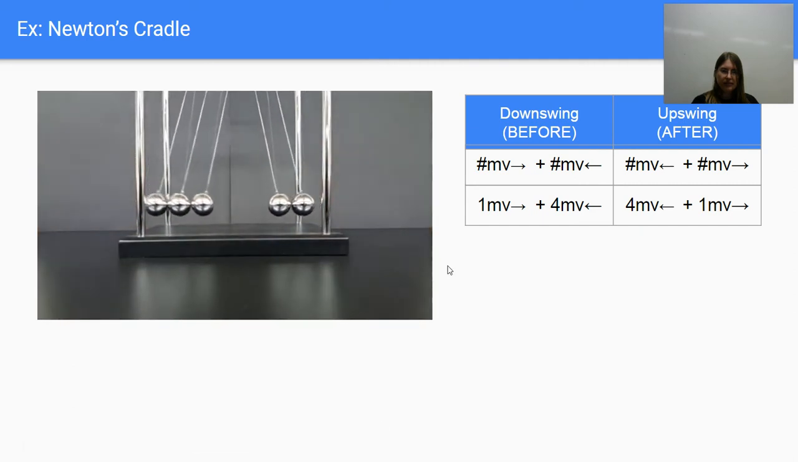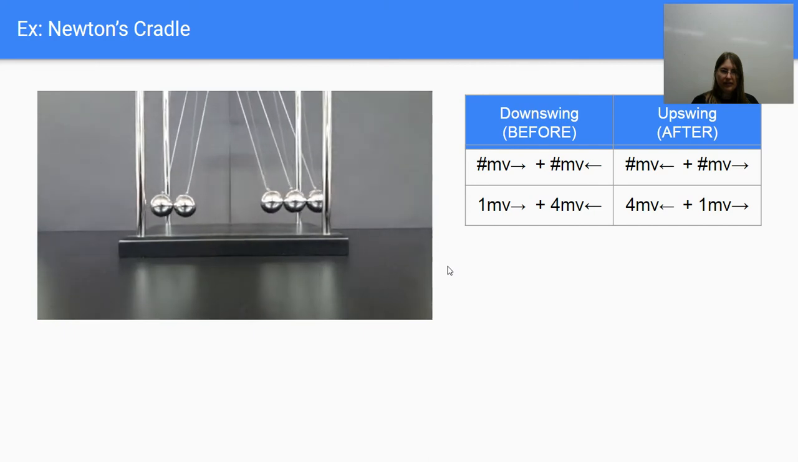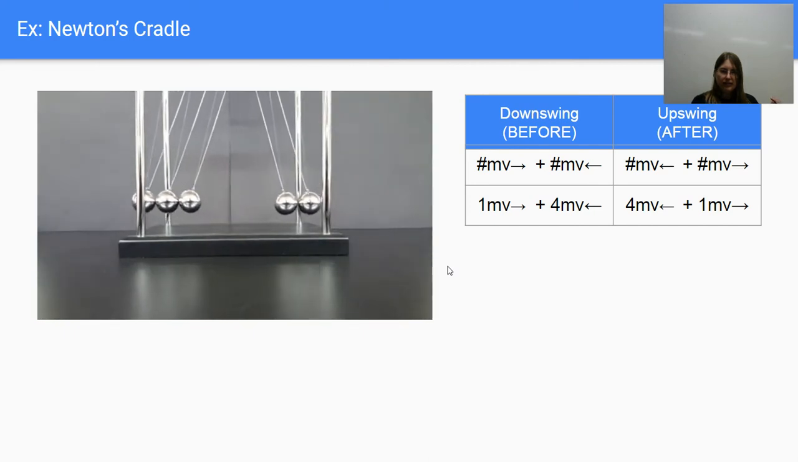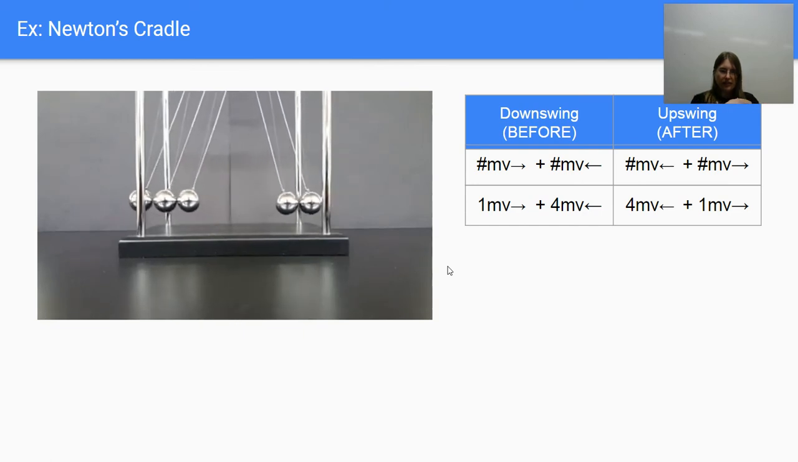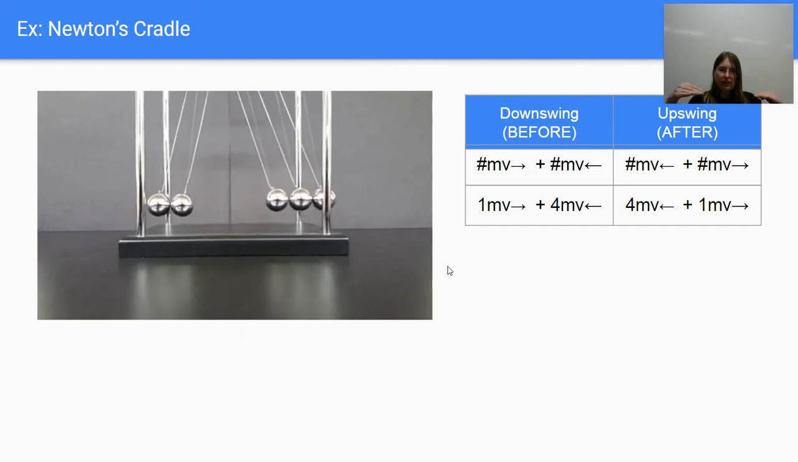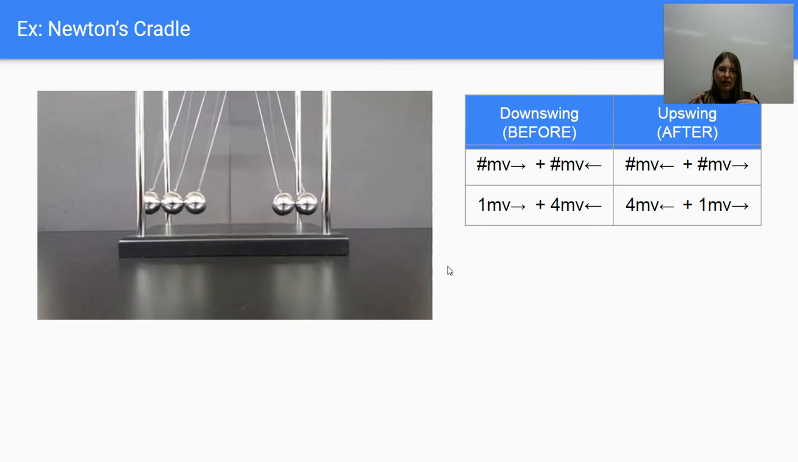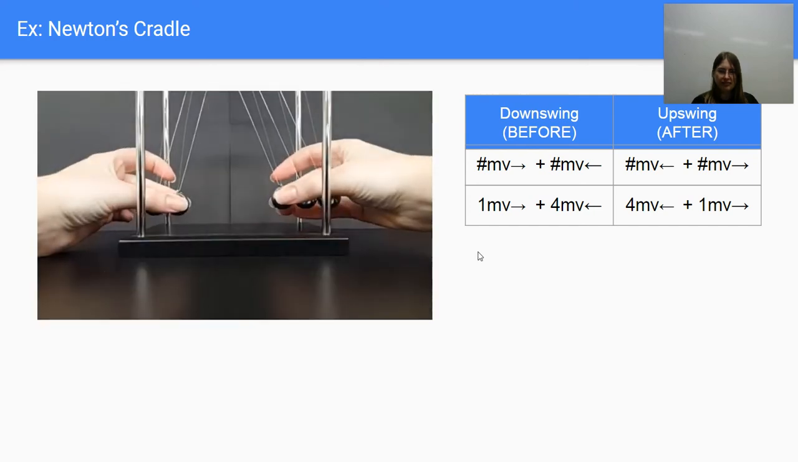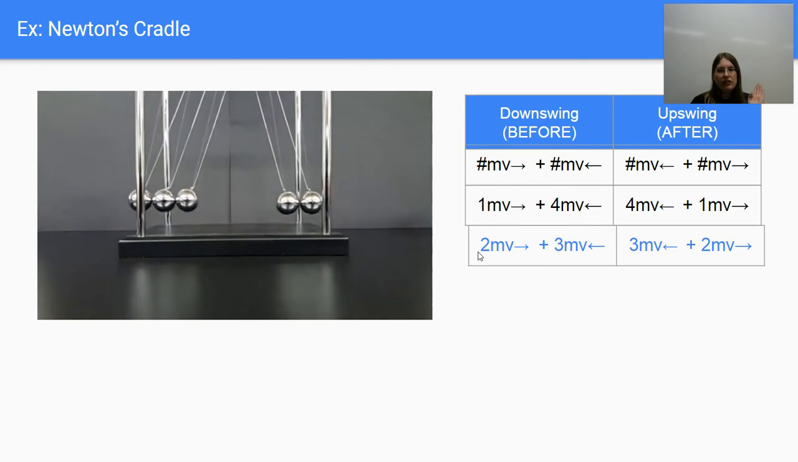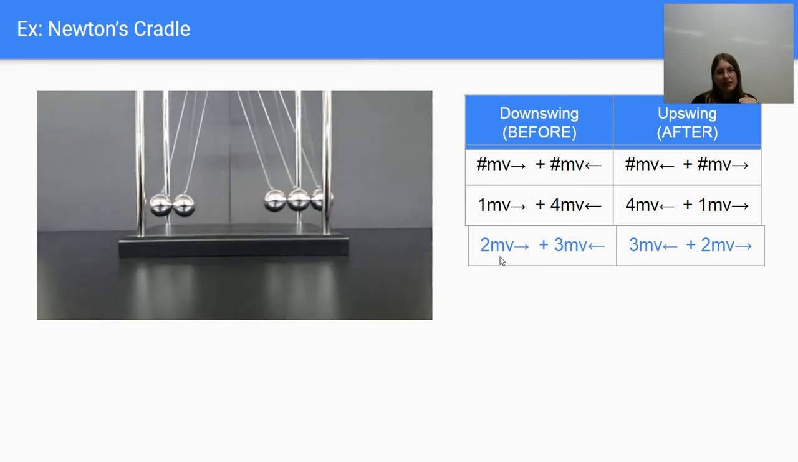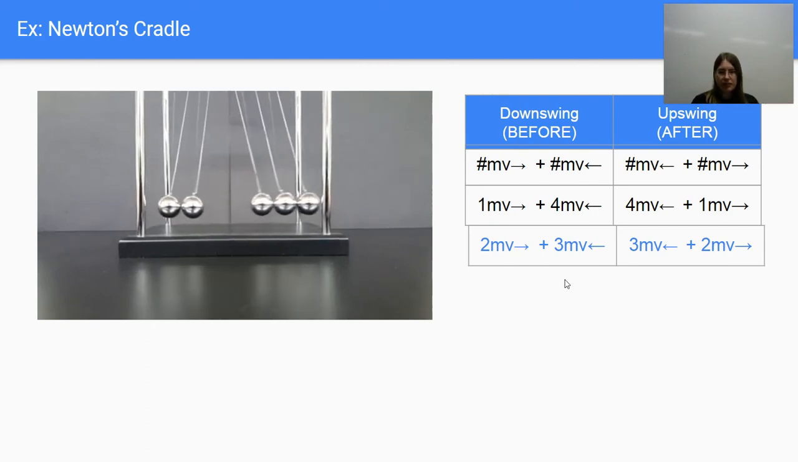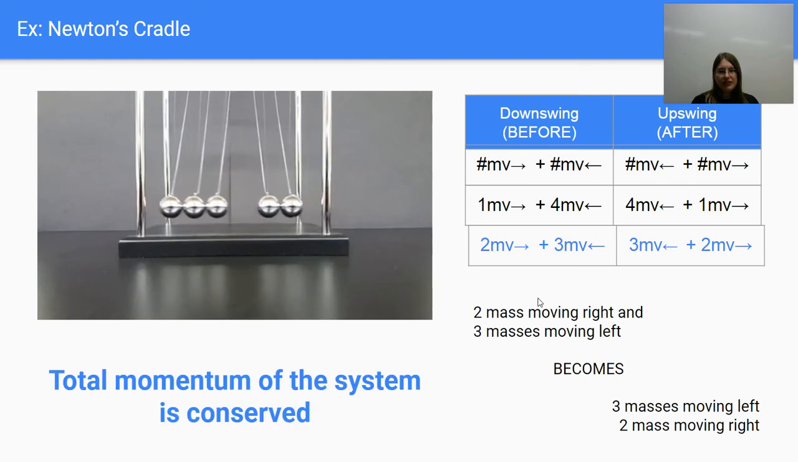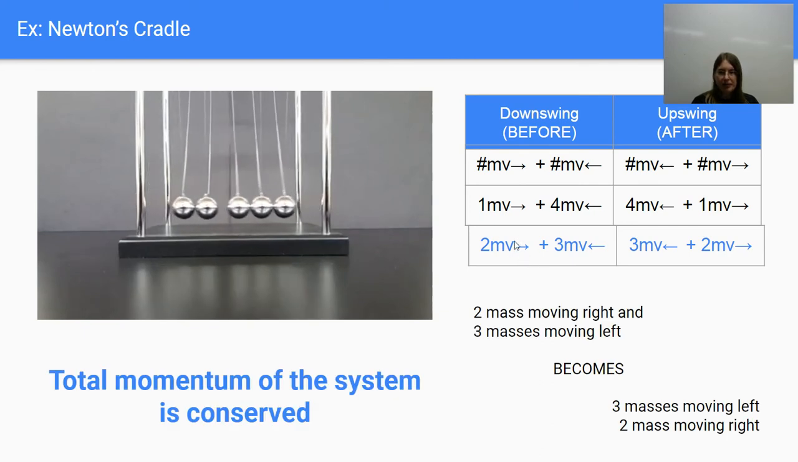Bam. What? Two to the right, 3 to the left becomes 3 to the left, 2 to the right. They're doing the same thing, but that middle ball keeps switching what it's doing. It's awesome. So in this case, we've got 2 masses moving right, hit 3 masses moving left, starting here. The cycle starts there. And then we have 3 masses moving left and 2 masses moving right. Total momentum is conserved. The same number of masses are in motion in the same direction before and after.